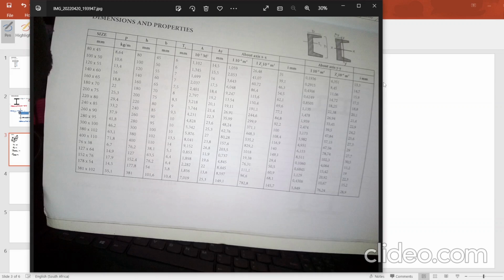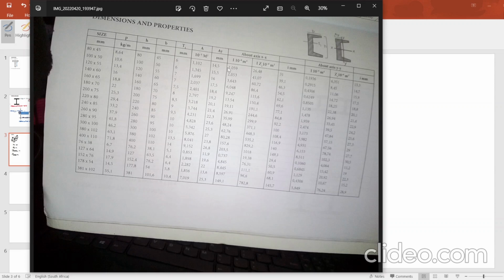Now let's look at the first column. We are having the height there. It is given as 80. Then we are having the base there. It is 45. Then we are having the thickness there. It is 6. Then we are given the area there. It is 1,102, 10 times 10 to the power negative 3. Then we are having the centroid of that channel. It is 14,5. Then we are having the Ixx. The Ixx is given, there it is.